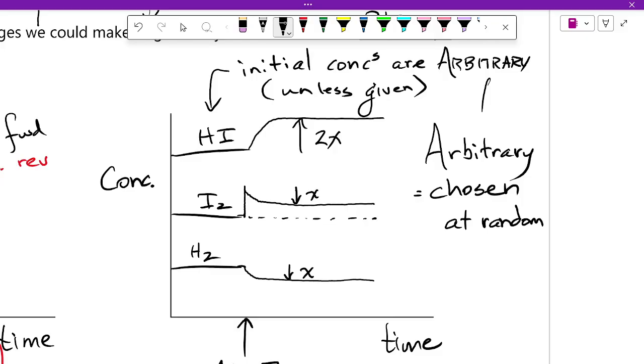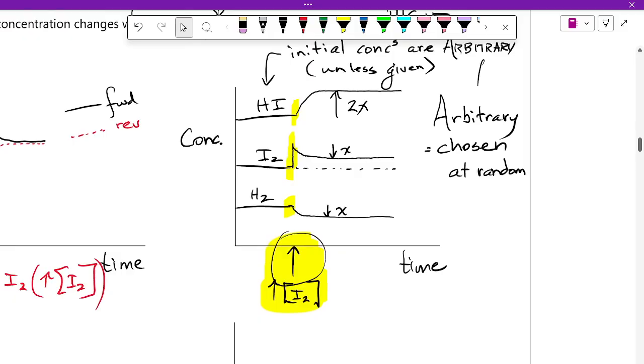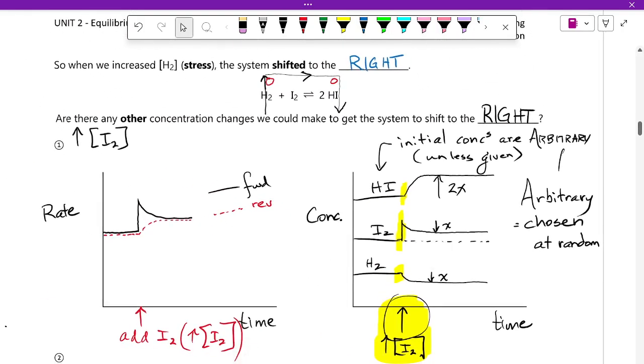Yeah, so I would say you would want to label that here. So this one was a bit of a gimme because it was very, very similar to the last one. I would like to know, is there any other way we can get this system to shift to the right? Yes? We can decrease HI, which is what you said as well.